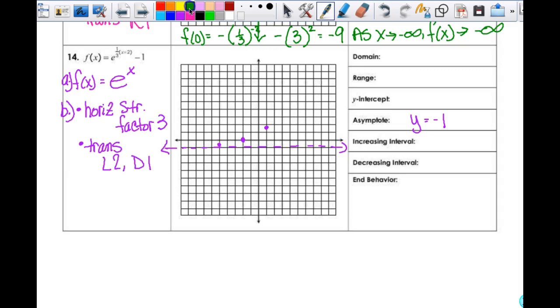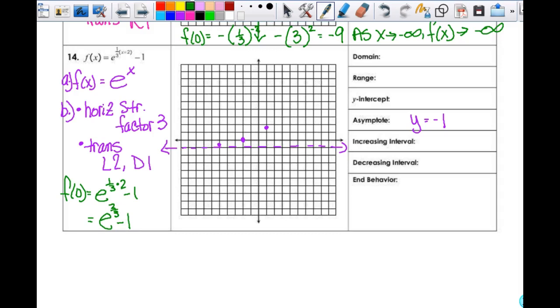So my y-intercept, that means I need f of 0. So it's going to be e to the 1/3 times 0 plus 2, times 2 minus 1. Well, what's 1/3 times 2? 2/3. So this is e to the 2/3 power minus 1. Do you have any idea what that is?